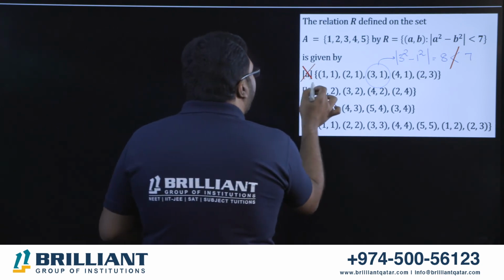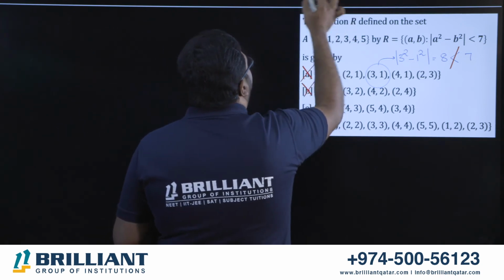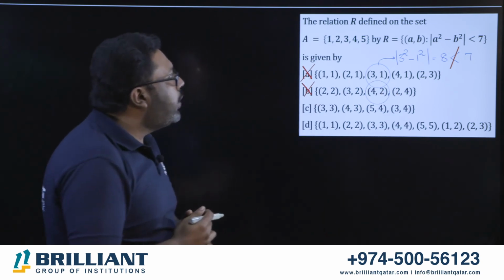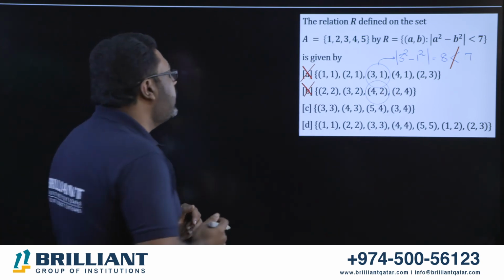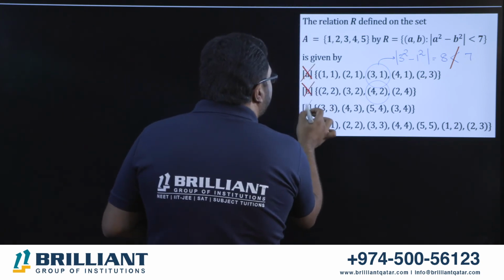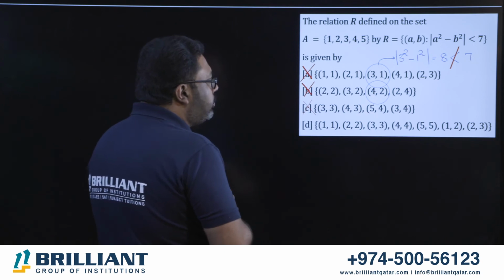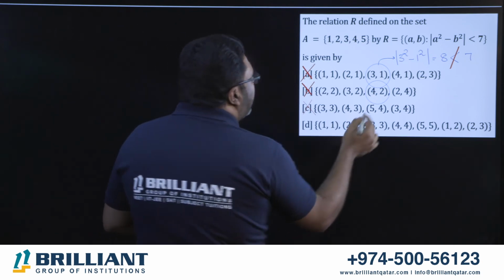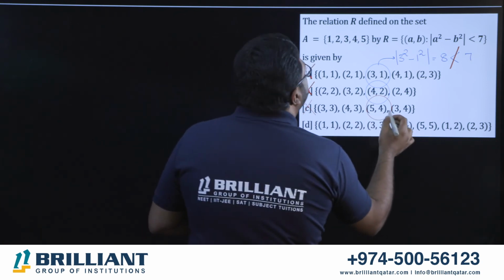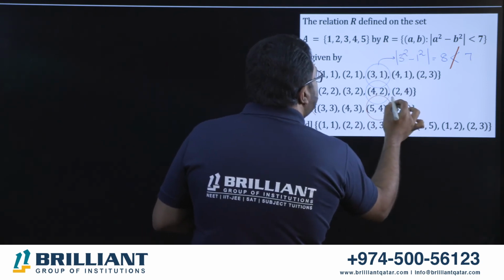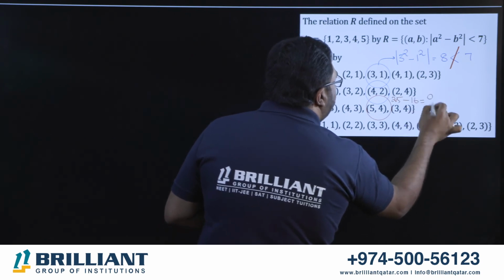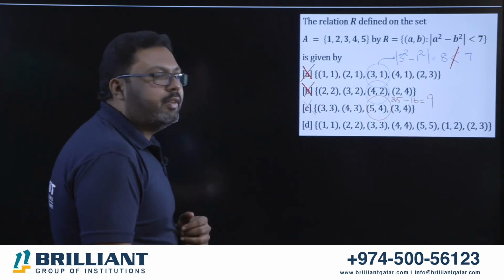Similarly, reject option B because of this pair. 16 minus 4 is 12. 12 is not less than 7. Option C, rejected. Why? Because of this pair. That pair says that 25 minus 16 is equal to 9, which is not less than 7.